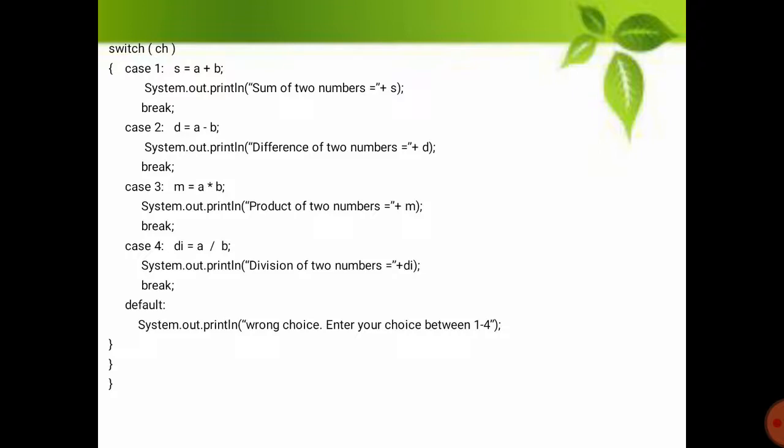Then the last one is the default: System.out.println, wrong choice, enter your choice. If anybody enters a choice apart from 1 to 4, then it executes the default case. Okay. So in this way in switch I have written 4 cases, one for the addition, second for the difference, third for the multiplication, and fourth for the division.